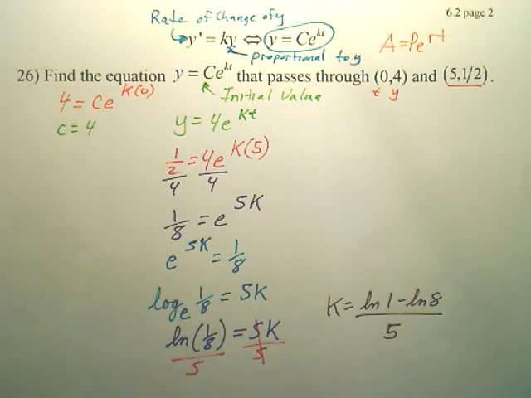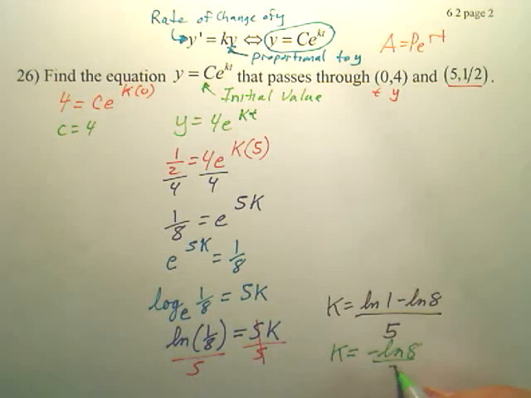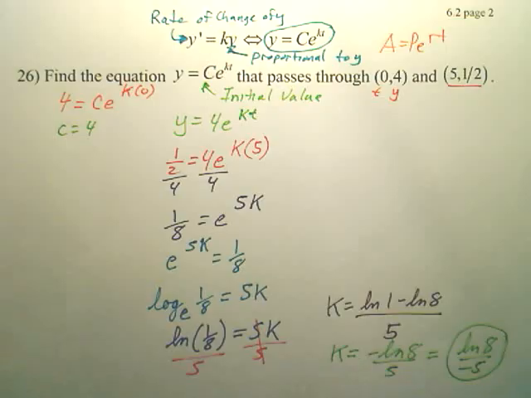Now, why would I do that? What's ln 1? That's 0. So couldn't I simply make k now negative ln 8 divided by 5, or also ln 8 divided by negative 5? Is that a little bit prettier? Hopefully you can see that ln 8 divided by negative 5 is a little bit prettier.